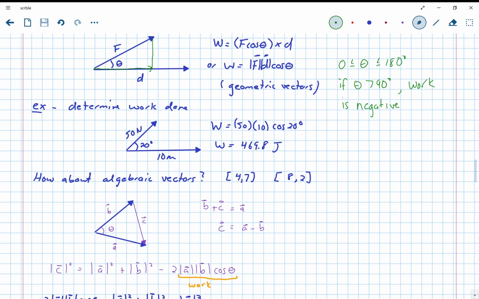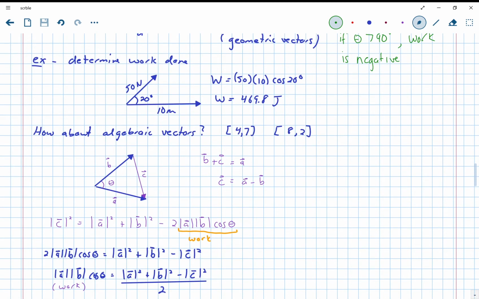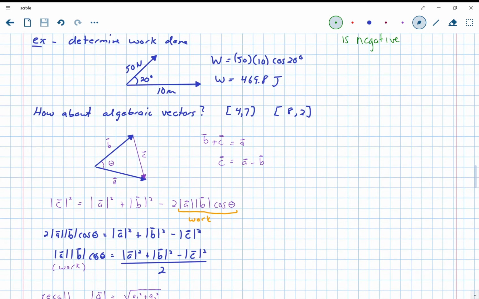So, how would we compute work done if the vectors were given in Cartesian form? So how about algebraic vectors? Okay, so let's go through and do sort of like a proof here. So I have a diagram here. We have vectors A and B and the angle between them, right? And then I have drawn vector C. So if we look here, we have that vector B plus C is equal to A. Or rearranging it, we have C is equal to A minus B.